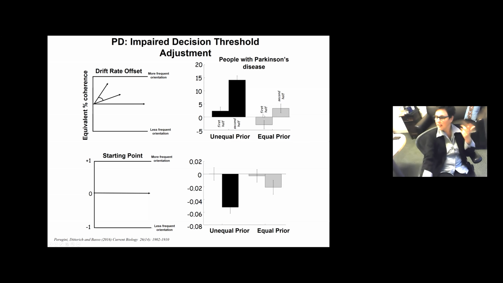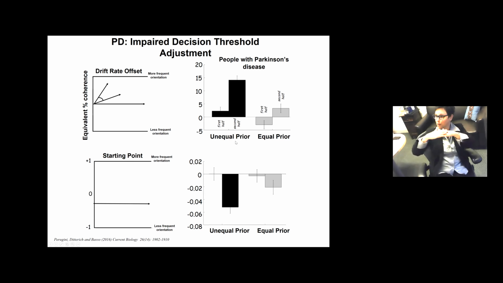But where they were impaired is in the starting point. Interestingly, they adjusted the starting point in the opposite direction. They went closer to the other bound, which would cause them to make more mistakes, essentially, right? And when it was there, it got kind of stuck there. They just couldn't change it. They couldn't flip it over the other way, right? Because the way to have done this would have been to flip this over to this side.